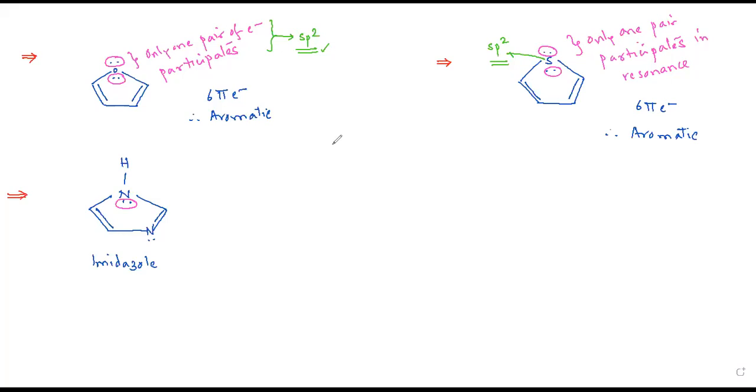So overall, the number of pi electrons, even in this case also, though you have a pair of electrons and of course the pi bond, only one pair participates. So overall it will be again the same 6 pi electrons. Therefore, it is aromatic.